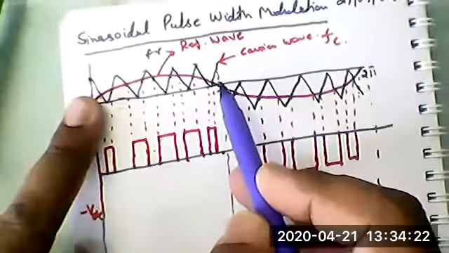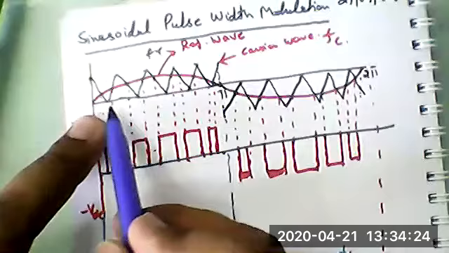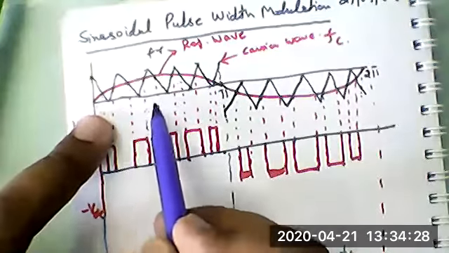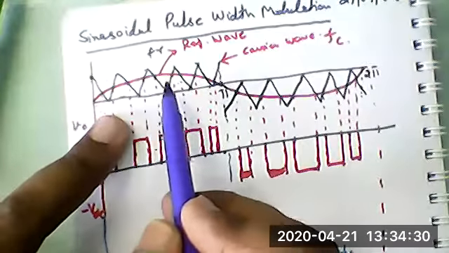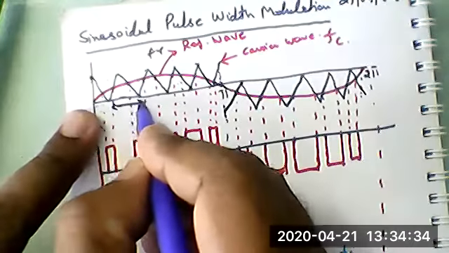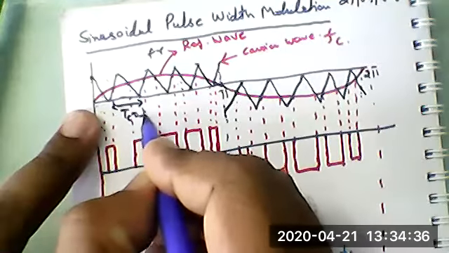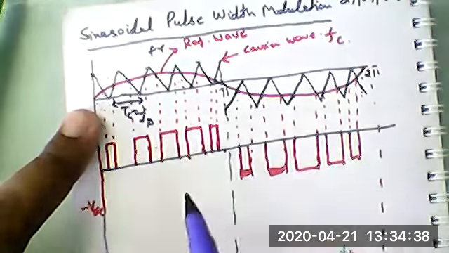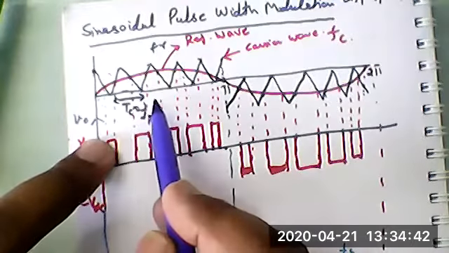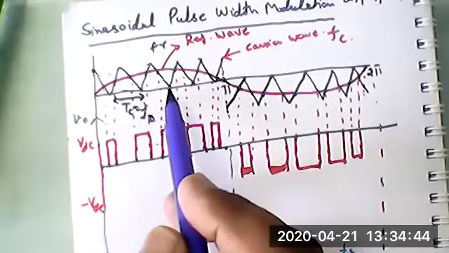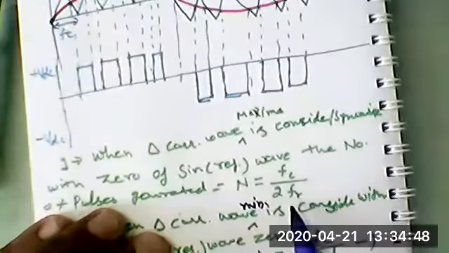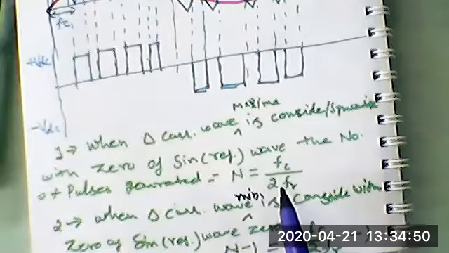In T/2, how many triangular pulses are there? The triangular pulses are N, capital N, times its time period, and its time period is Tc, which is equal to 1 by fc. N times Tc is equal to T/2. That will give you fc upon twice fr, as simple as that.